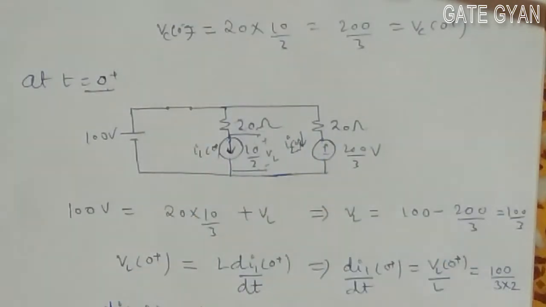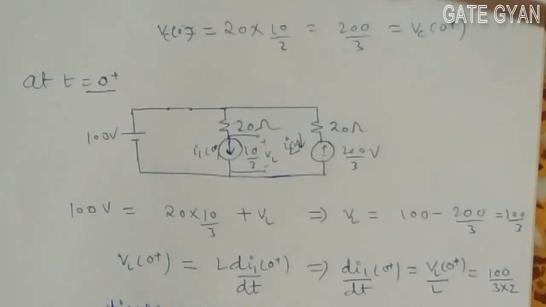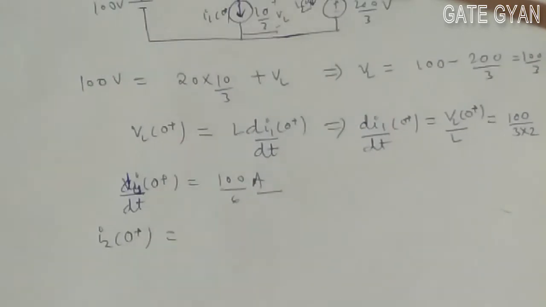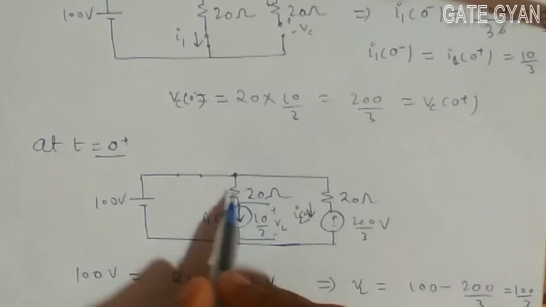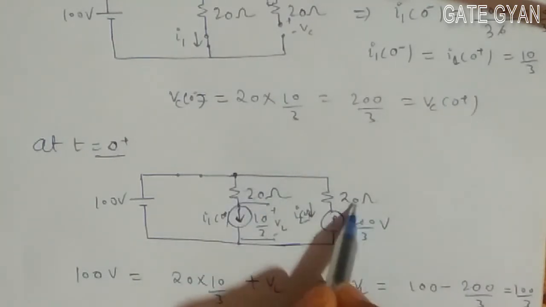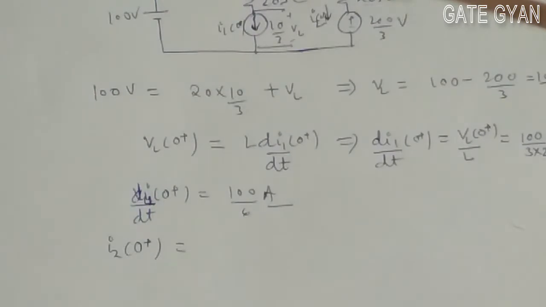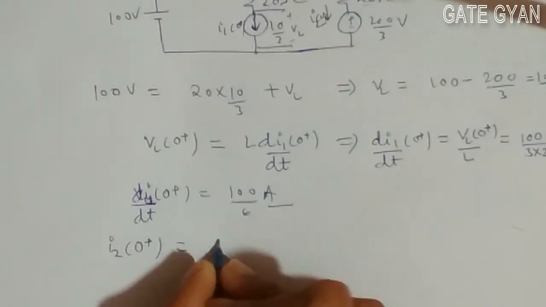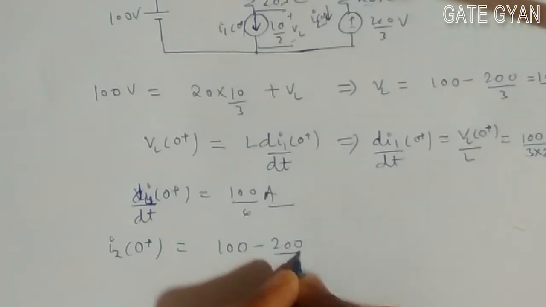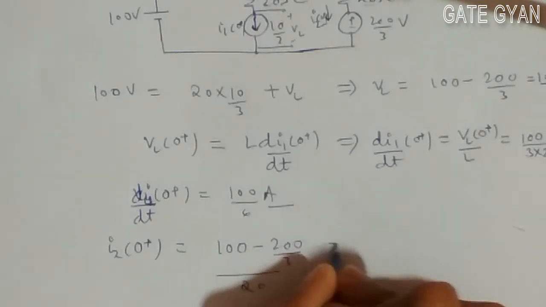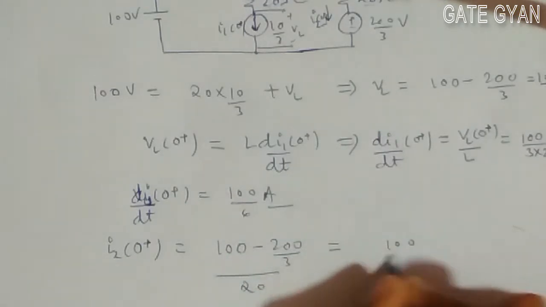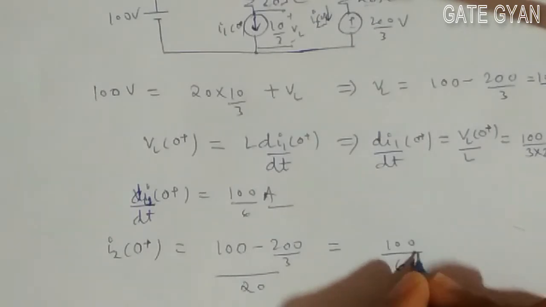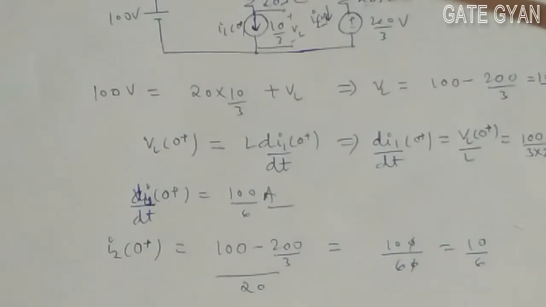Now from this circuit only I can get my I2 of 0 plus. This 100 volt will completely appear across this. So 100 minus 200 by 3, divided by 20, will be my I2 of 0 plus. So my I2 of 0 plus will be 100 minus 200 by 3 divided by 20, which will equal 300 minus 200, 100, divided by 20 into 3, that is 60. So it will be 10 by 6.